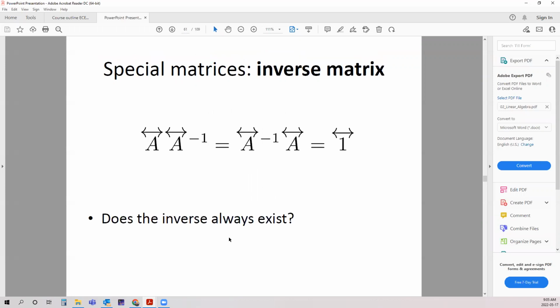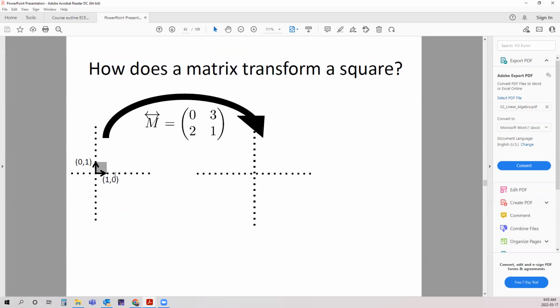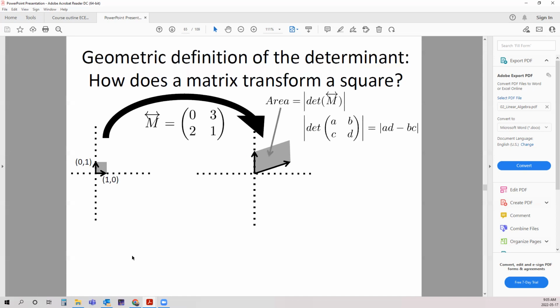Inverse matrices: what do we mean by inverse matrices? We represent it by A to the power -1. For example, if we have the identity 1, 0, 0, 1, and M which is 0, 3, 2, 1, how do we do this? The determinant of M, the determinant of a, b, c, d, is ad minus bc. This is the determinant.